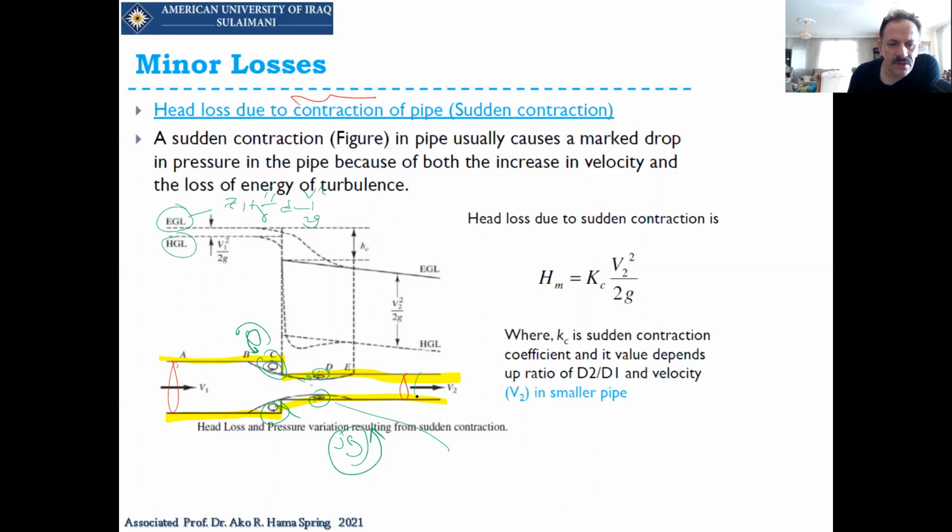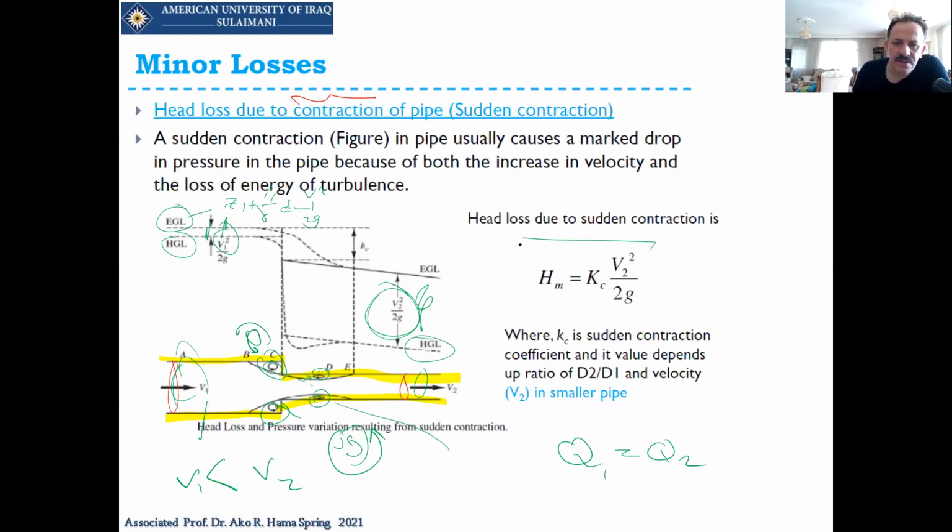Then after there will be a contraction, there will be a V2 square, because the V1 is very small, the V2 is very high. Why? Because of the same Q that we have. So when we have a greater diameter, it means we have a smaller V. So V1 usually is less than V2. So that means this will be higher than this one.